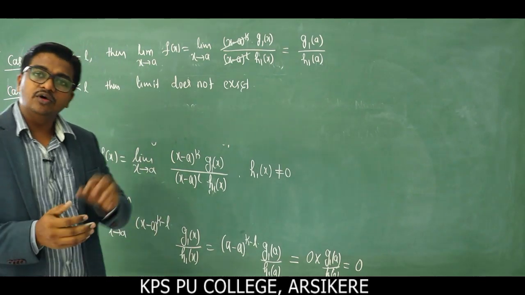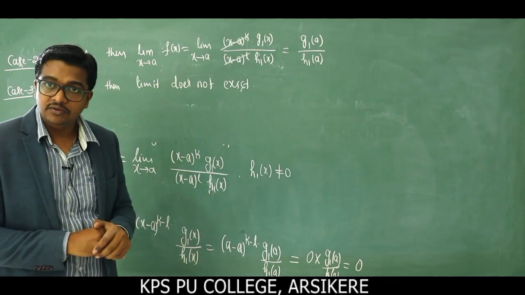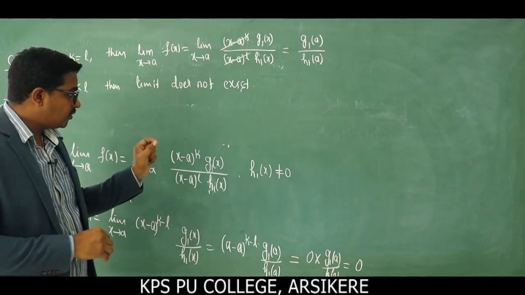So in one case both LHL and RHL are equal and they are equal to what? A finite value. This is a case. Understood, children? Take a note.